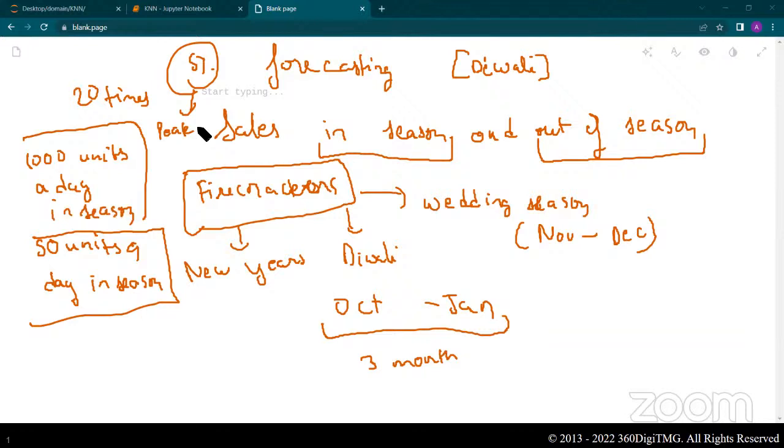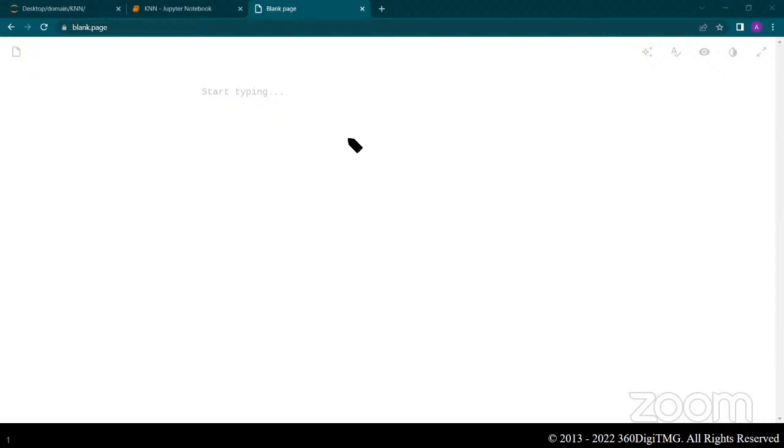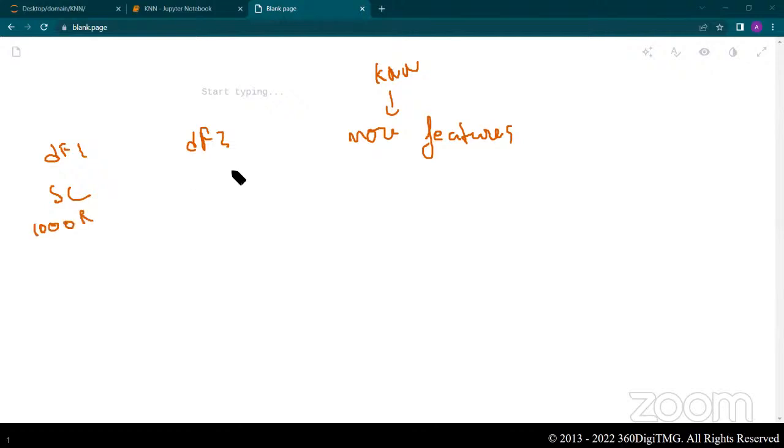Now let's see. So you have KNN. It works best when you have more features. More features in the sense when you have more data. So let's say I have two data sets. I have dataset 1, I have dataset 2. This has 5 columns, 1000 rows. This has 20 columns, 1000 rows.